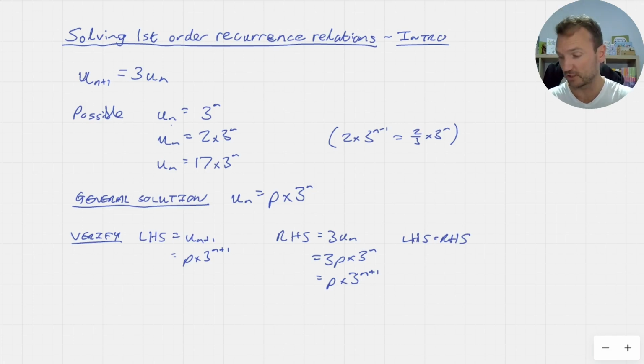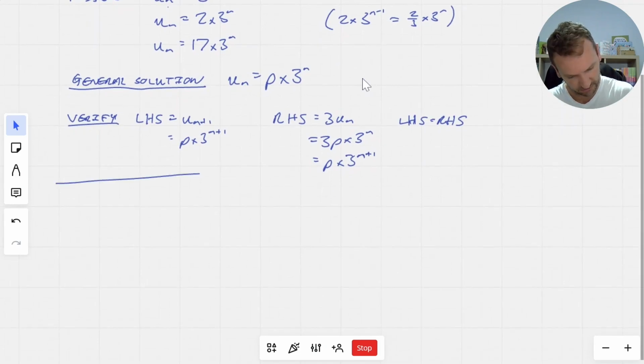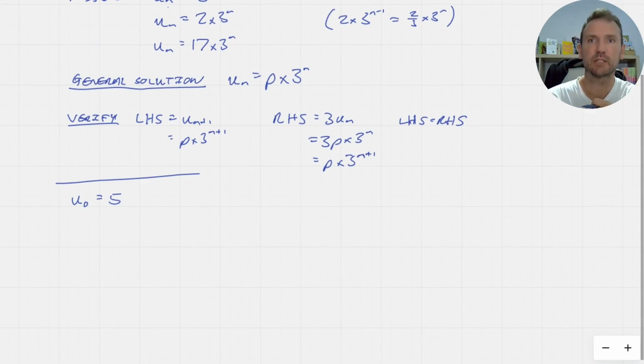Okay, so that's a general solution. What if we're given an initial condition? Let's say I now tell you that u0 is equal to 5. We will sometimes be given u0. Sometimes we'll think about sequences starting at u1, sometimes we'll think of u0. As long as we're consistent with the notation we've got, we should be fine.